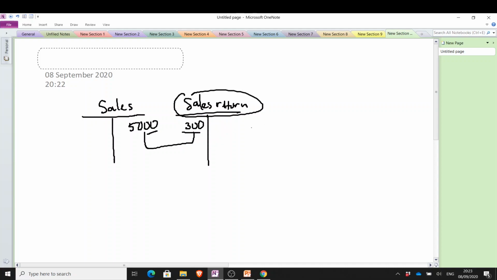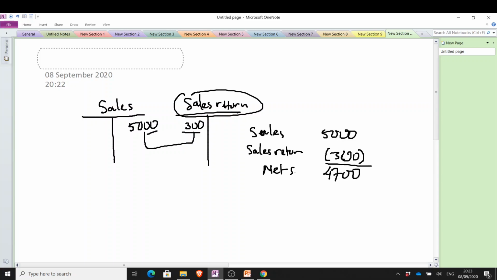So in presentation in the statement of financial position, if we have sales here of 5,000, then we will have sales return as much as 300. Sorry, 300 here. So the net sales will be 4,700 net sales. So it is what we call here as sales return.